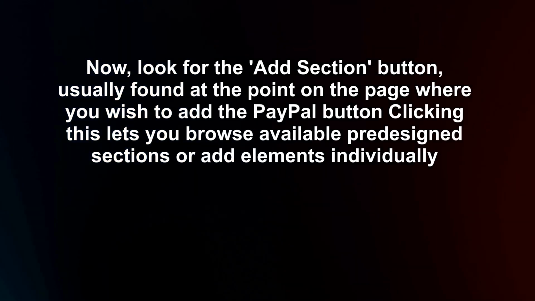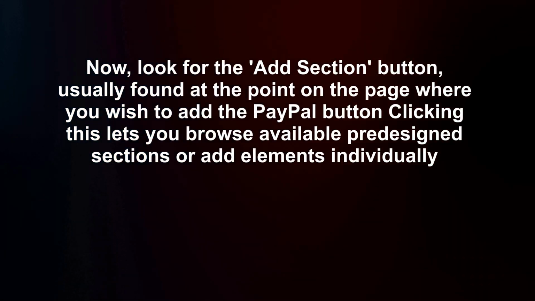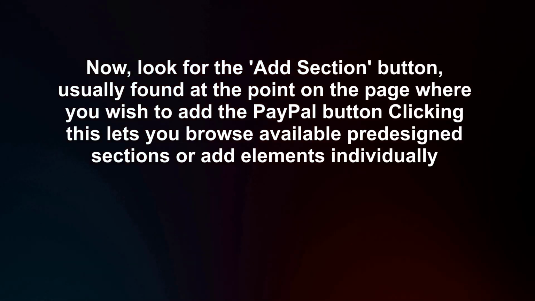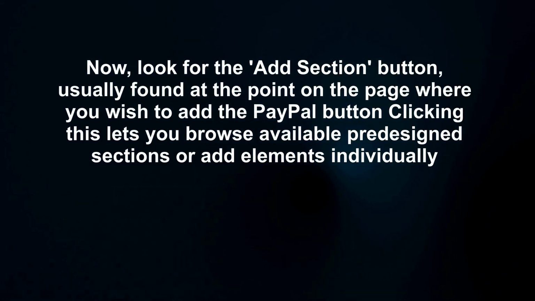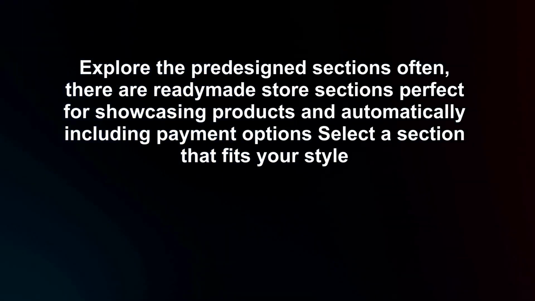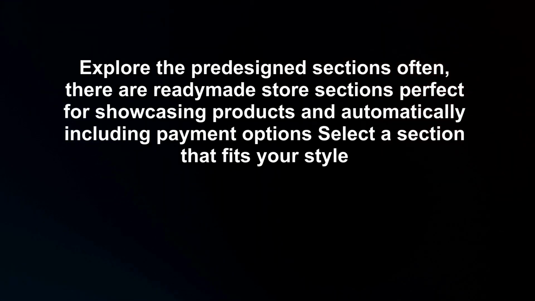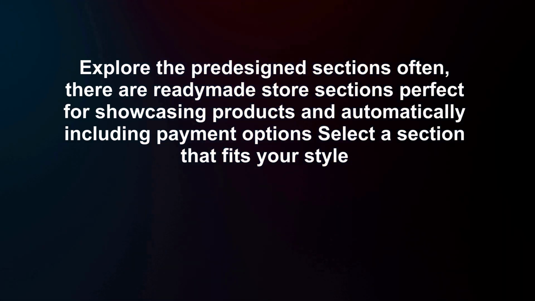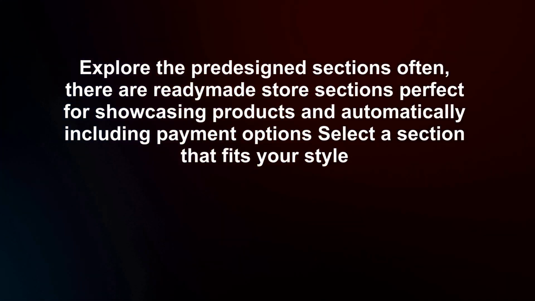Now, look for the Add Section button, usually found at the point on the page where you wish to add the PayPal button. Clicking this lets you browse available pre-designed sections or add elements individually. Explore the pre-designed sections often. There are ready-made store sections perfect for showcasing products and automatically including payment options. Select a section that fits your style.